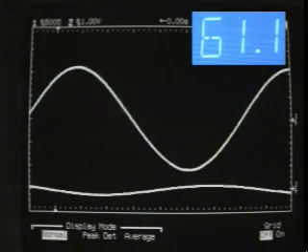I couldn't believe my eyes. I said, this is nonsense. This cannot be. It's impossible. How can you have a 60 hertz resonance frequency? What is wrong with my reasoning?